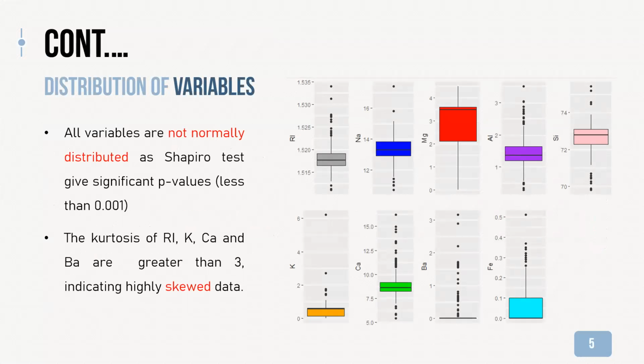On the distribution of variables, all variables are not normally distributed, as the Shapiro test gives significant p-values, less than 0.001. The kurtosis of refractive index, potassium, calcium, and barium are greater than 3, indicating highly skewed data. You can refer to the box plot, which shows potassium, calcium, barium, and the refractive index.